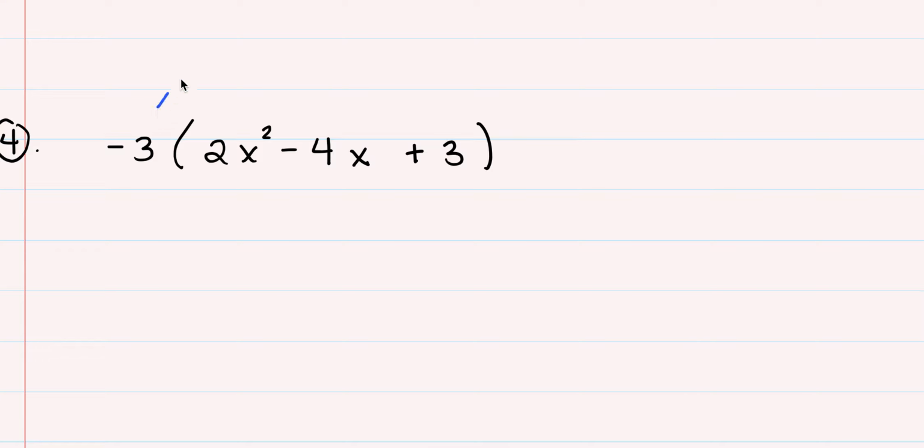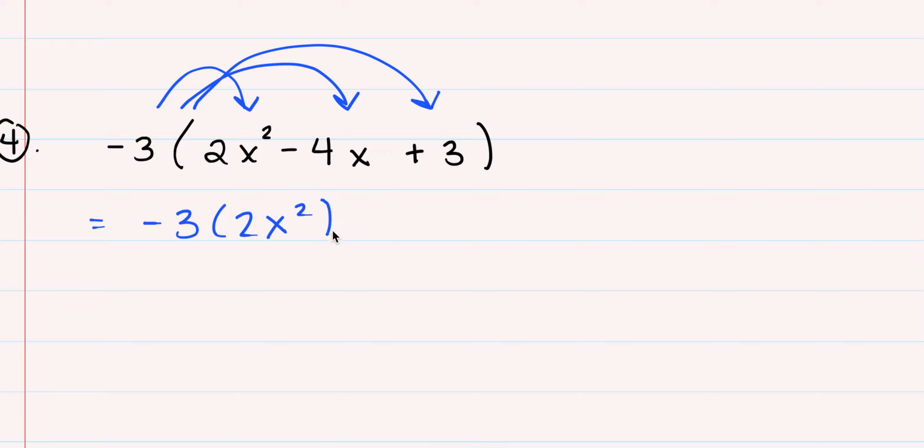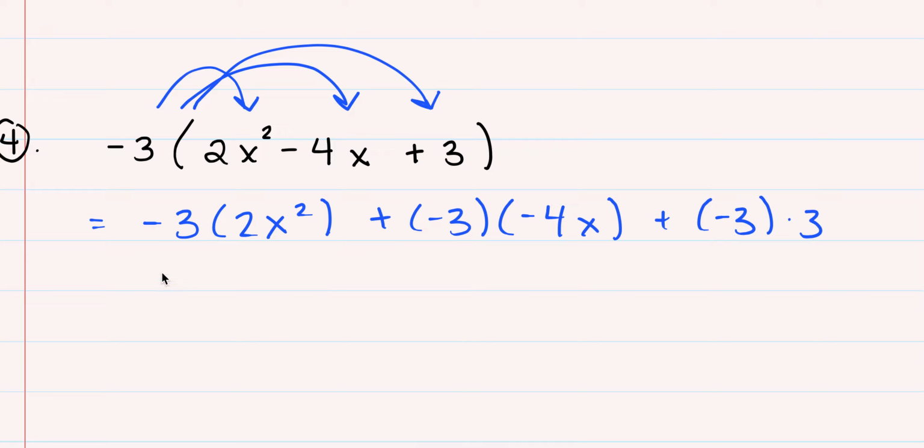Here's another example. Let's send in this negative 3 to everybody. I'm going to do this slow. So negative 3 times a negative 4x, and then negative 3 times 3. This is reviewing what we did a little while ago. Multiply the numbers. Negative 3 times 2 is a negative 6. Then we have this x squared plus a negative times a negative is a positive. 3 times 4 is 12, and we have an x. And then a negative 3 times 3 is a negative 9.